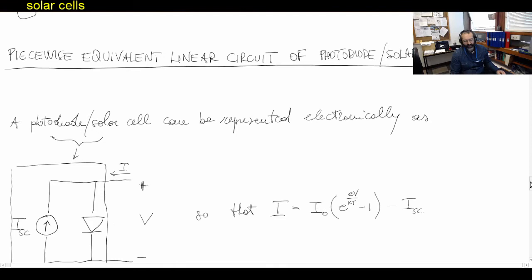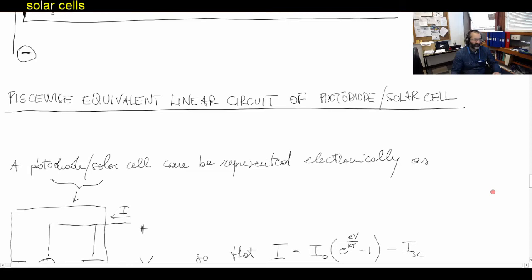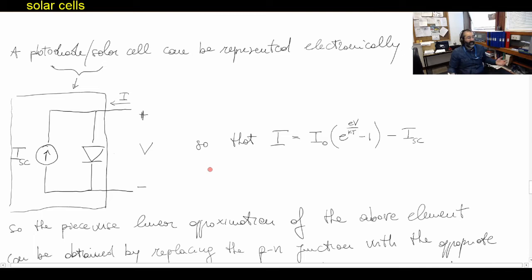Finally, regarding the solar cell, the last thing I wanted to mention, which is for both photodiodes and solar cells, is very important, so please make sure you understand it. We've touched on it many times, also for the PN junction in general. Here is the piecewise linear equivalent circuit for the photodiode and solar cell. We realized that a photodiode or a solar cell is effectively a PN junction with an added current generator due to photo-generated carriers. And so the equivalent circuit for the solar cell is this one here.